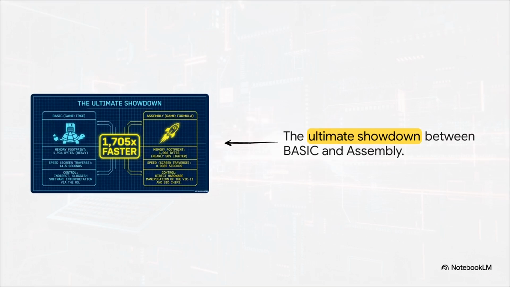In the left corner, we've got a game called Trike. It's a simple racing game written entirely in that standard user-friendly BASIC language. And in the right corner, Formula, the game we've been deconstructing, written completely in bare metal assembly. Now, both of these games feature a sprite moving across the screen. They both check for boundaries, and they both handle collisions. But the performance difference between the two? It is nothing short of mind-bending.